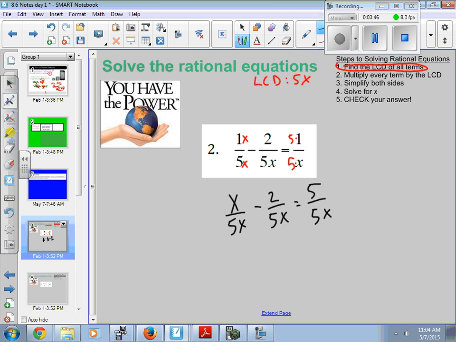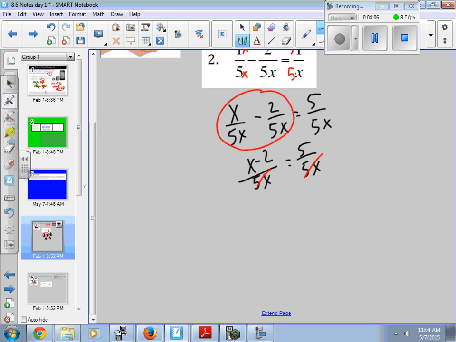These two on the left side, we should be able to subtract now because they have a common denominator, so that'd be (x minus 2) over the common denominator of 5x. Now that we have this, if we multiply both sides by 5x, they simply cancel out. So we don't need to worry about the denominators. All we've got to do is solve the numerator. So we've got x minus 2 equals 5. If we add 2 to both sides, we get the answer of 7.